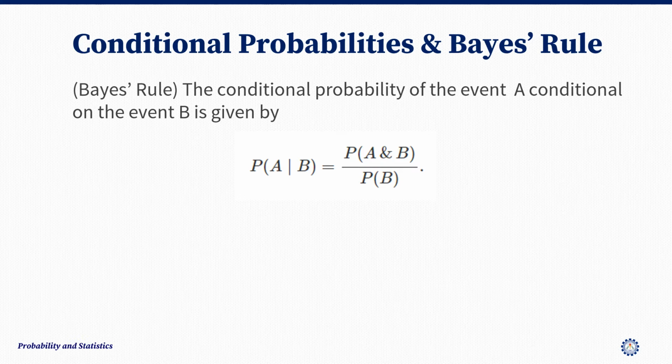So here we have the Bayes rule. When I say Bayes rule, this is the conditional probability of event A conditional on event B, and here's the formula of the Bayes rule or the Bayes theorem. We have the probability of A given B is equal to the probability of A and B over the probability of B.